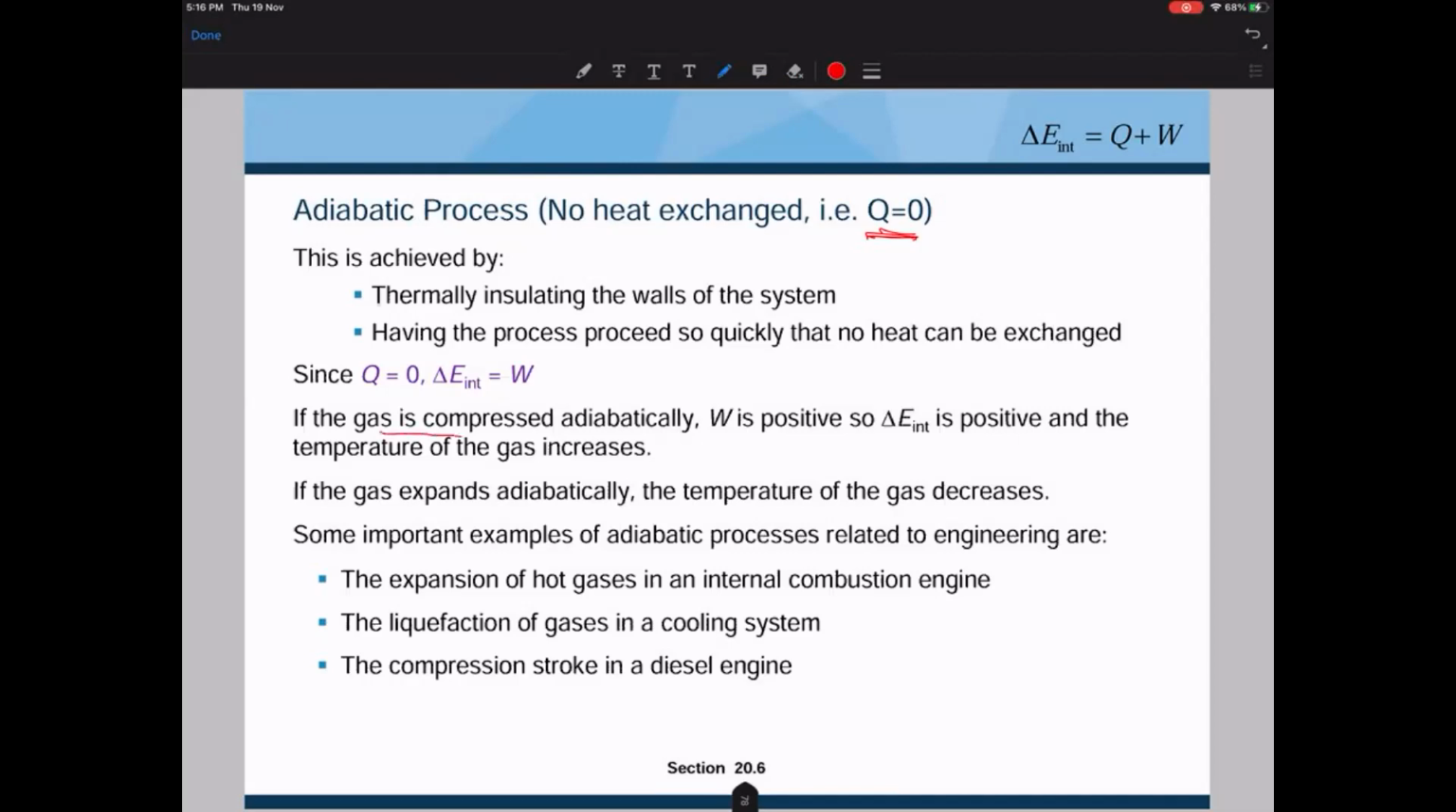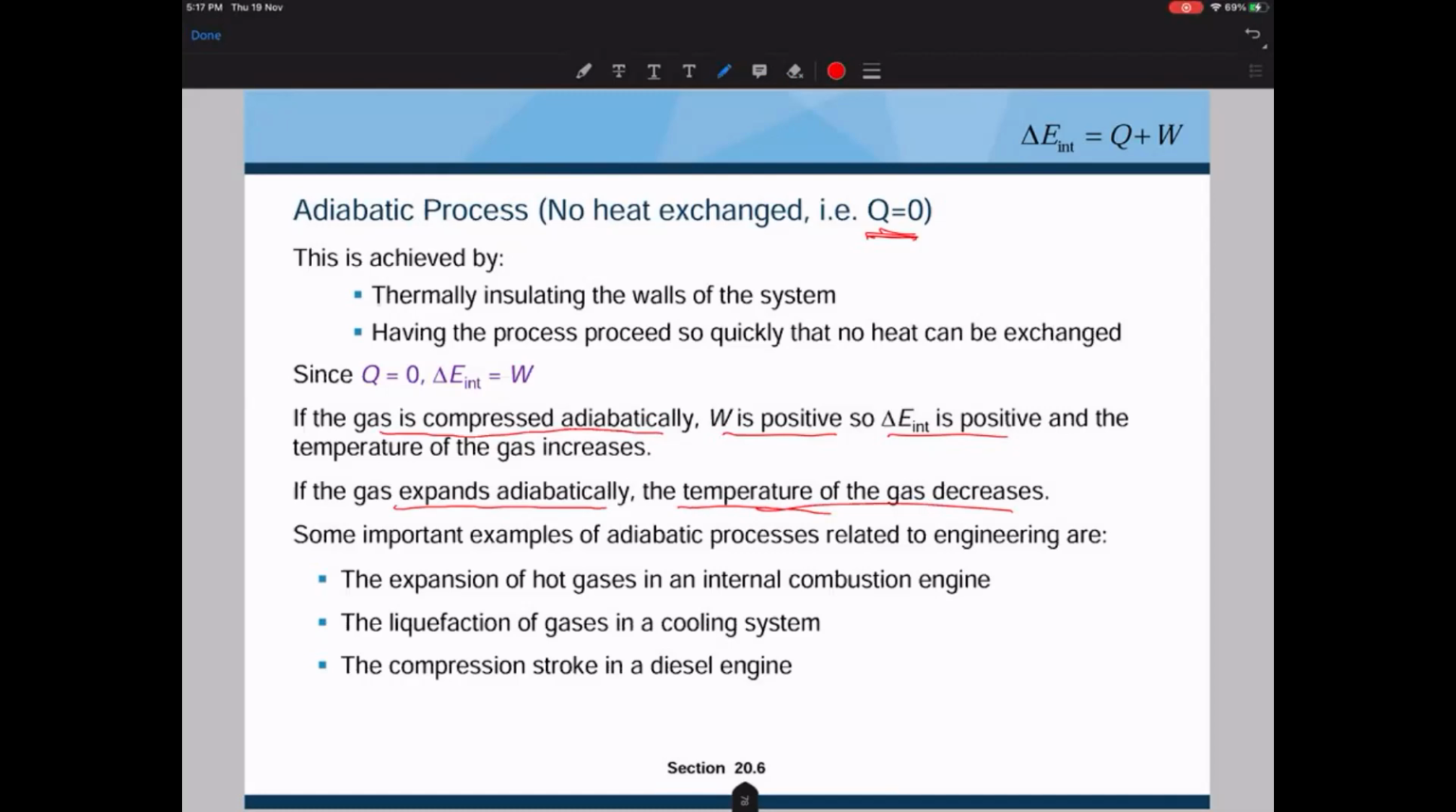If the gas is compressed adiabatically, W is set positive. So delta E becomes positive. If the gas expands adiabatically, just like you are releasing the gas from a compressed cylinder, work done is negative, and the delta E is negative. So the temperature of the gas decreases. That is why you feel the gas container to be cold after releasing some of the gas.